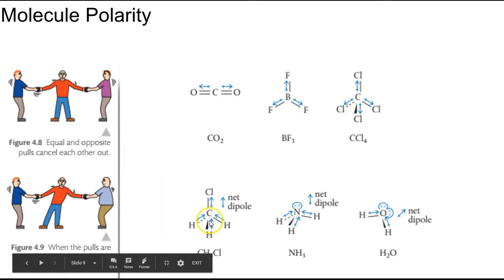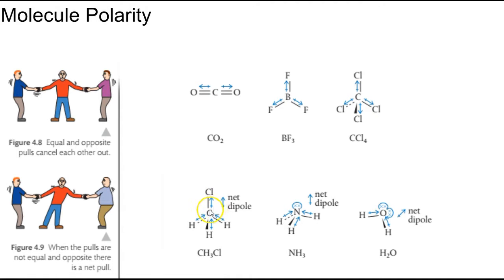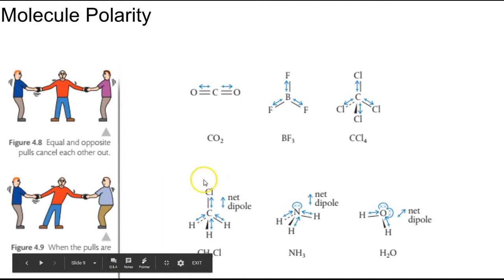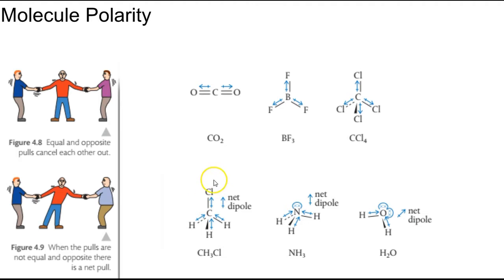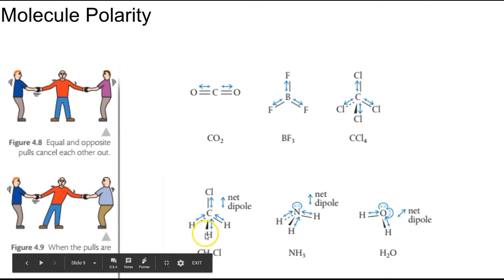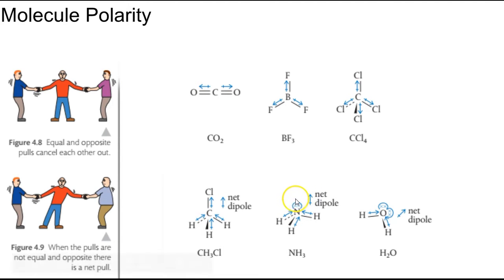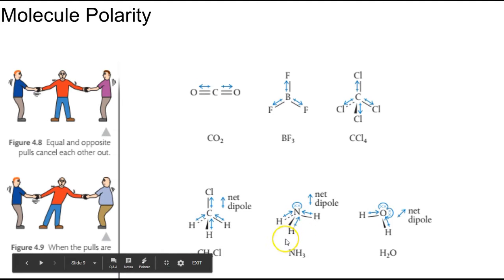Let's take a look at this one. So carbon and hydrogen have very similar electronegativity. So this bond is not very polar. However, the carbon-chlorine bond is very polar, and so it's going to be pulling electrons towards this side. So this side of the molecule is actually going to be more negative, and this side of the molecule is going to be more positive. Take a look at NH3 or ammonia. Nitrogen is a lot more electronegative than hydrogen. It's going to be pulling electrons toward it, and so this side of the molecule is going to be negative, and the bottom side is going to be positive.